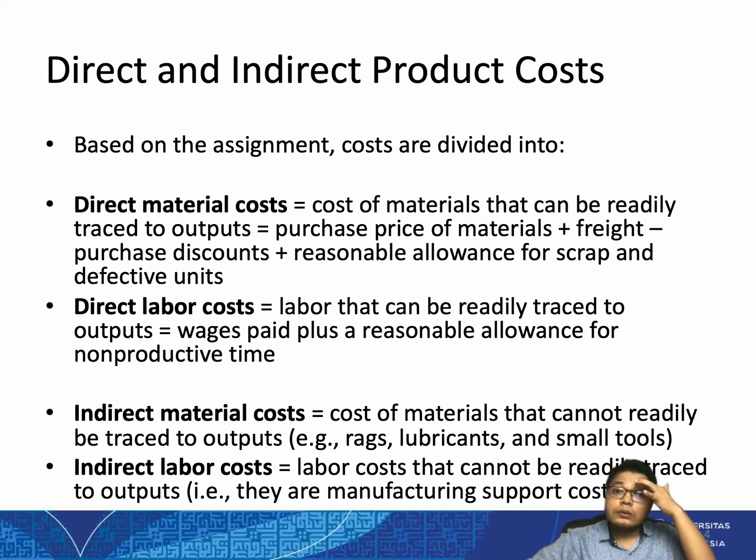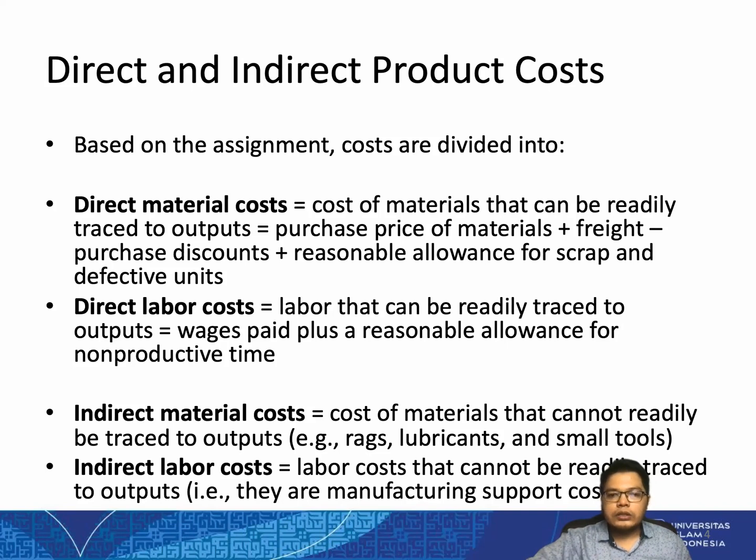There is also the classification based on assignment. Costs are divided into direct material cost and direct labor cost. Direct material cost is the cost of material that can be readily traced to outputs. We can know the material cost from the purchase price of the material itself, plus the freight, the cost to transport the material into our warehouse, minus the purchase discount if present, and a reasonable allowance for scrap and defective units. If there is a defective unit, then we need to also include it in the cost.